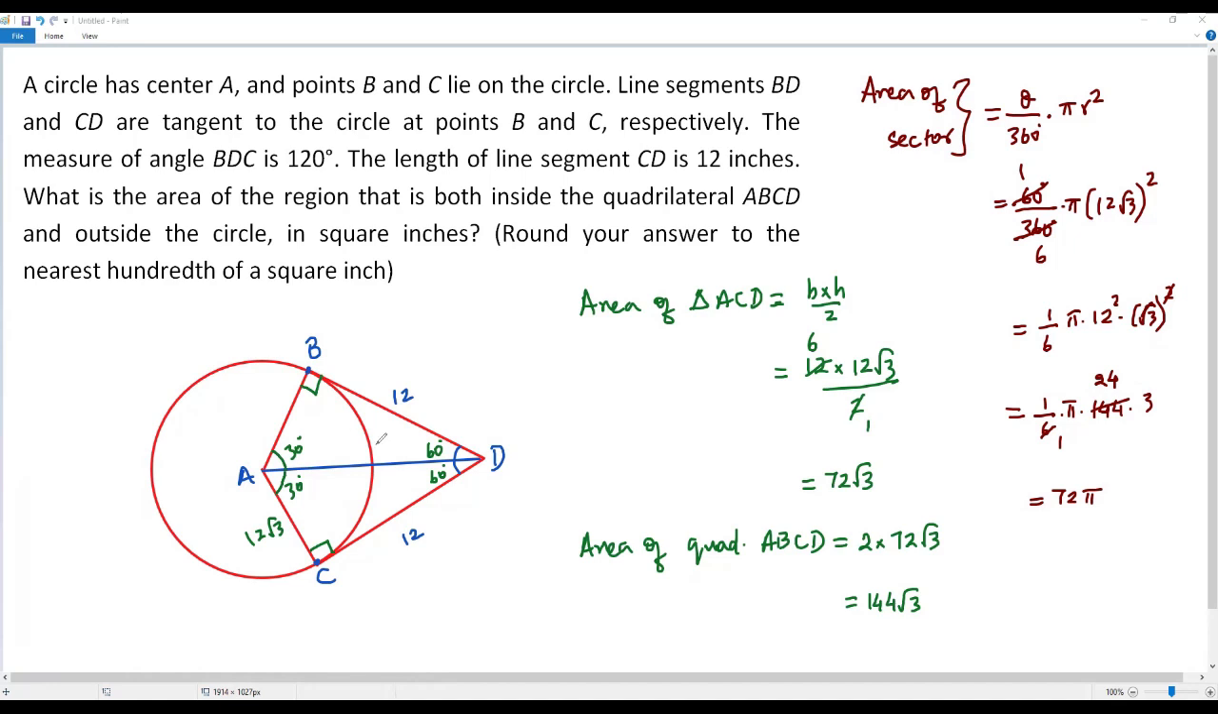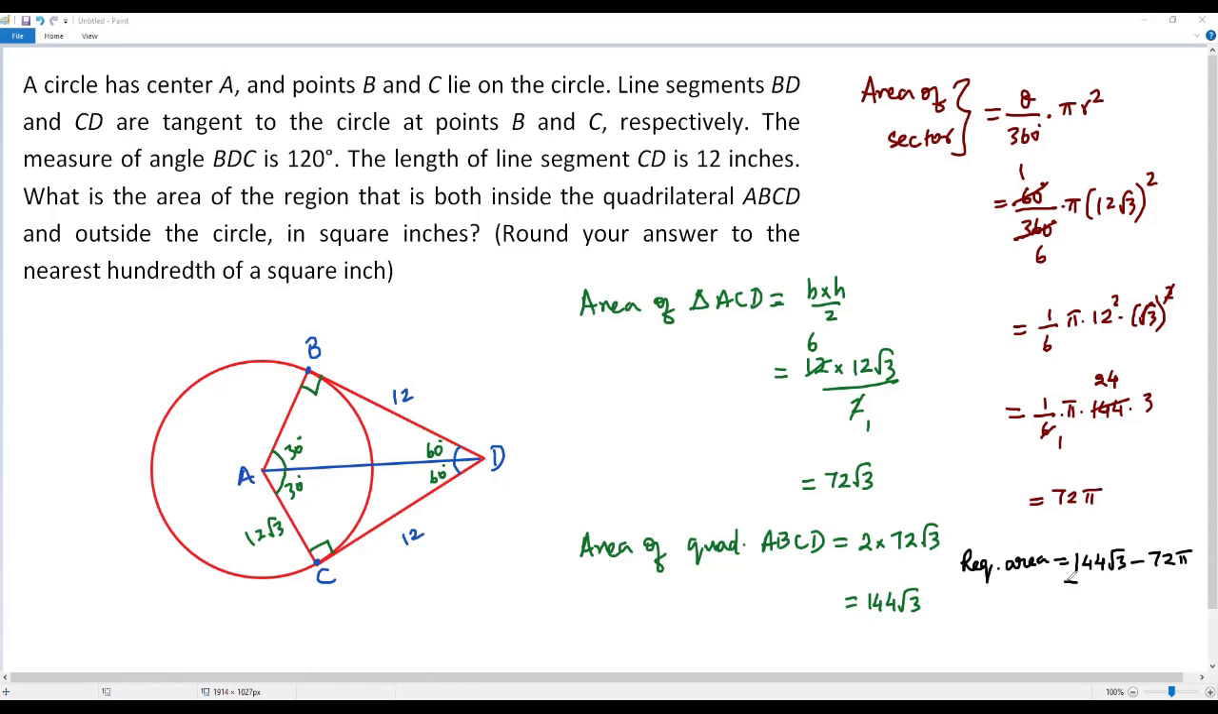As we planned earlier, to get the area of the region which lies inside the quadrilateral and outside the circle, we have to subtract the area of this sector, 72 pi, from the area of the quadrilateral ABCD, that is 144 square root of 3. Now let me write it over here. The required area equals the area of the quadrilateral, 144 times the square root of 3, minus the area of the sector, that is 72 pi. We'll be getting this area in square inches because the length of line segment CD is 12 inches. So all the areas that we get over here, here and here will be in square inches.